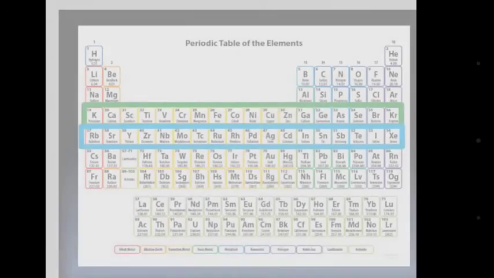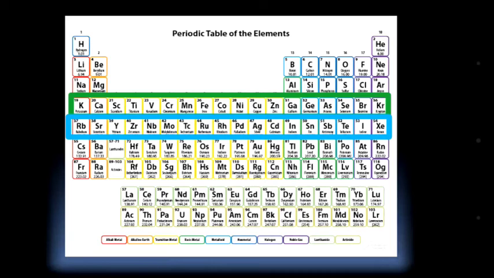This is the place in the periodic table. You can see the fourth and the fifth periods are highlighted over here. It contains around 18 elements in each.